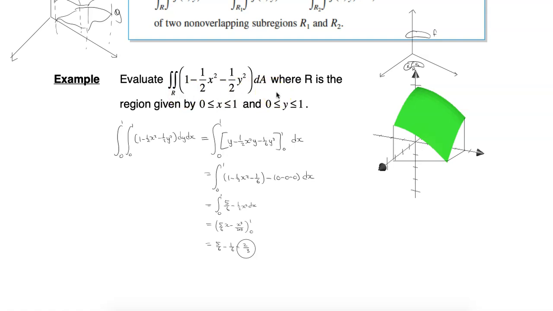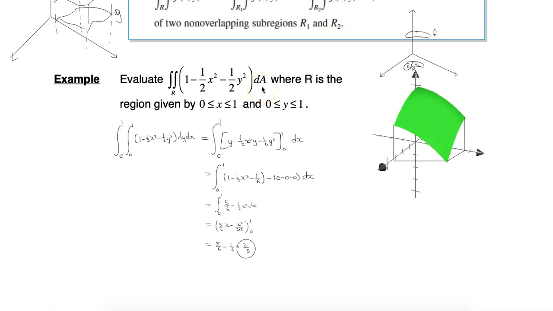So what is the difference? The difference was that in the previous section, when we were finding areas of regions, it was the double integral of 1 times dA, or 1 times dx dy. Here, it's the double integral of a certain function f of x y, which is not 1, over the region.